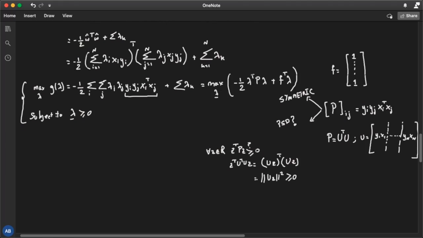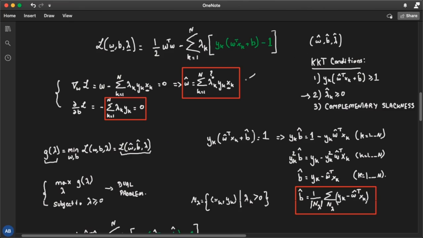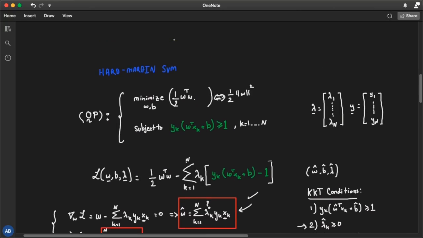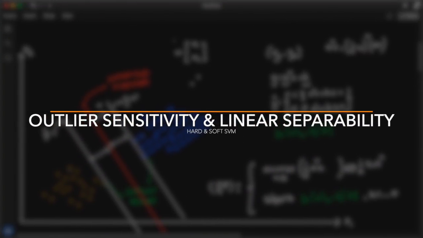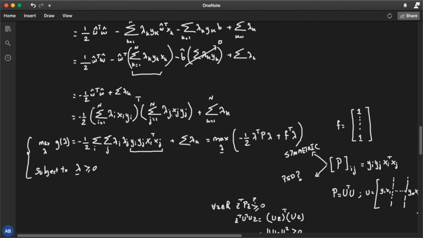And if not, well, you get your lambdas, and once you have your lambdas from this dual problem, you go back here, you stick them inside this equation over here, you have your W hat, that's done. And after you have your W hat, you go back down here, you stick it inside this equation over here, and you get your B hat. And that's when you realize that you performed a hard margin SVM. Okay? So that's how you formulate a hard margin SVM problem, and that's how you solve it.